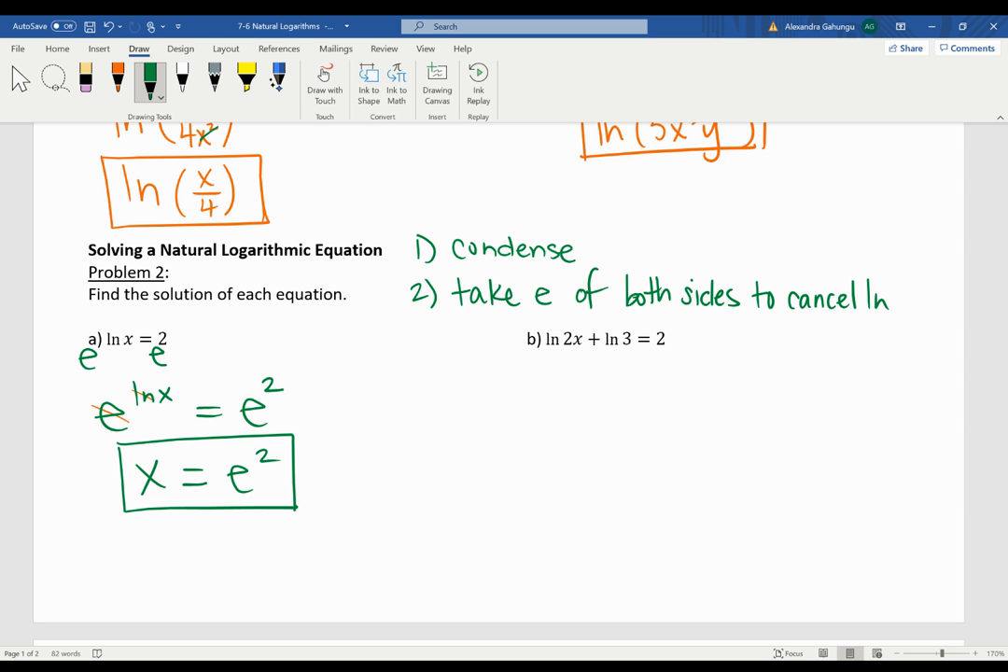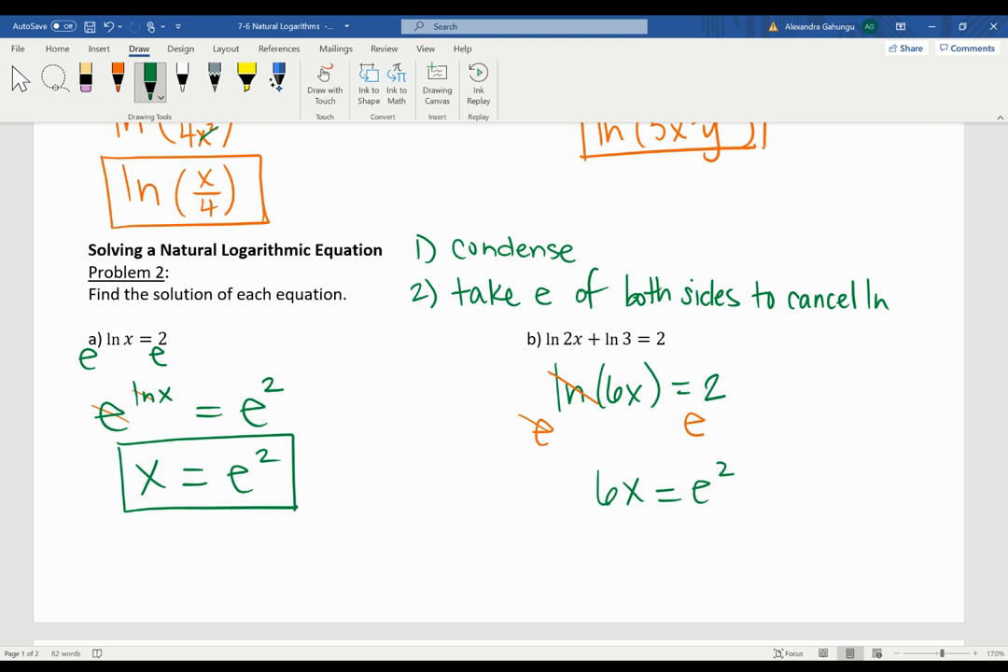For this one, it's not a single natural log, so we got to put it together. ln 2x, ln of 3. The plus means I'm multiplying them, so it's actually ln of 6x here equals 2. Got a single log. I'm going to take the e of both sides. What that means is it's now an exponent, which means it'll cancel here. And I'll get 6x is equal to e to the second power, which didn't cancel, so it's e to the second power here.